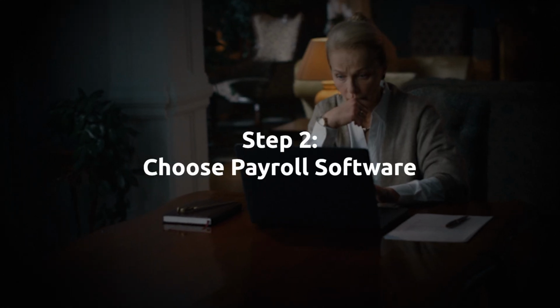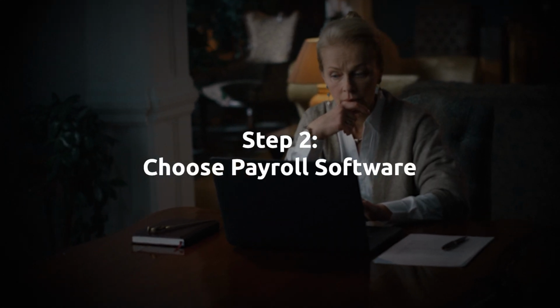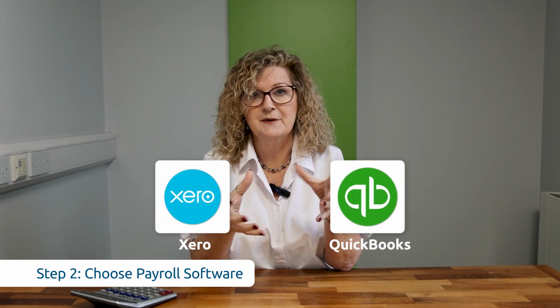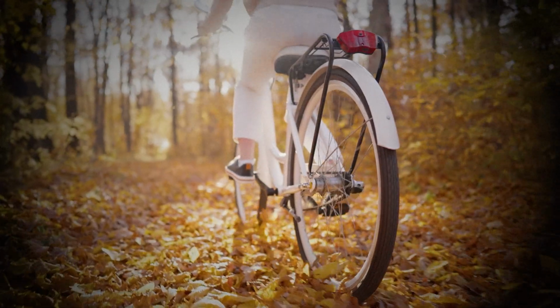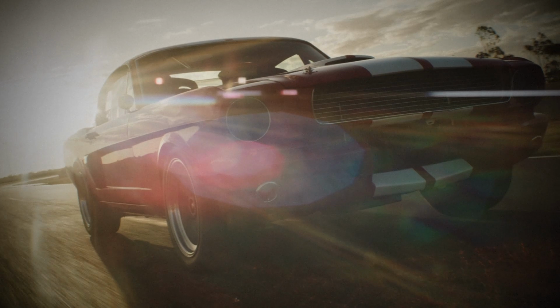Step 2. Next, you've got to pick the right payroll software. If you're just starting out, HMRC's basic PAYE tools is a free option. For more features, consider paid software like Xero or QuickBooks, which offer automated calculations and reports. Think of it like choosing between a bicycle and a car. Both get you to the destination, but one is faster and has air conditioning.